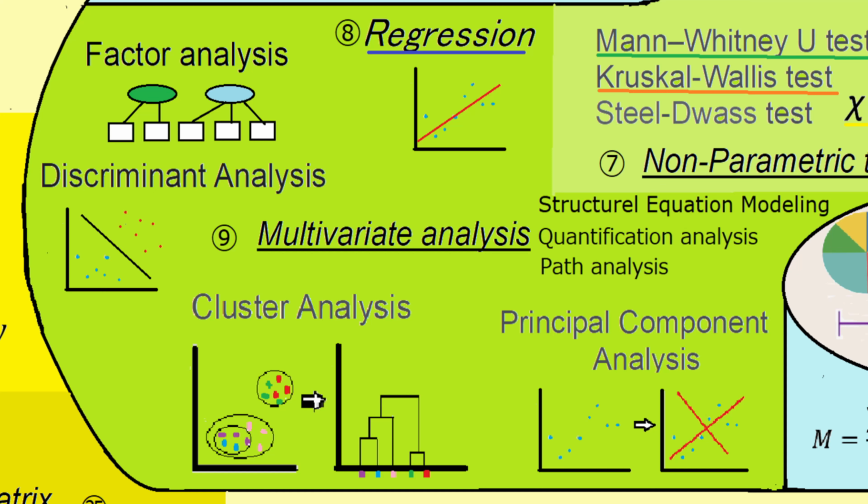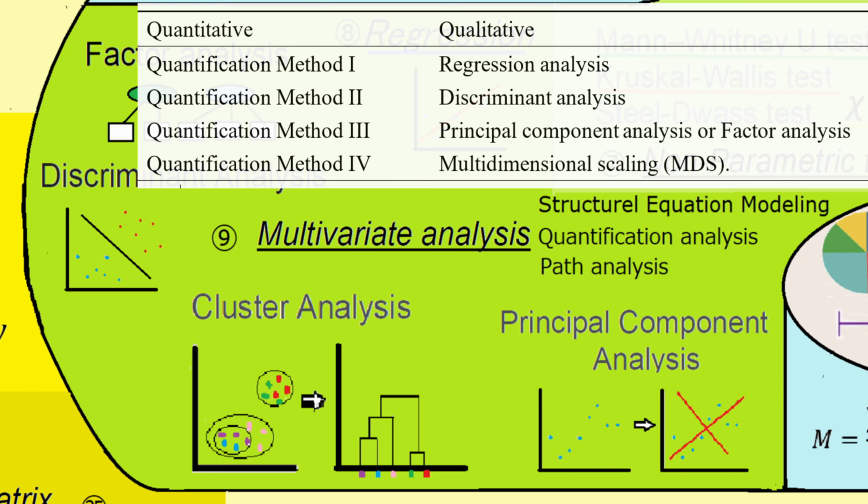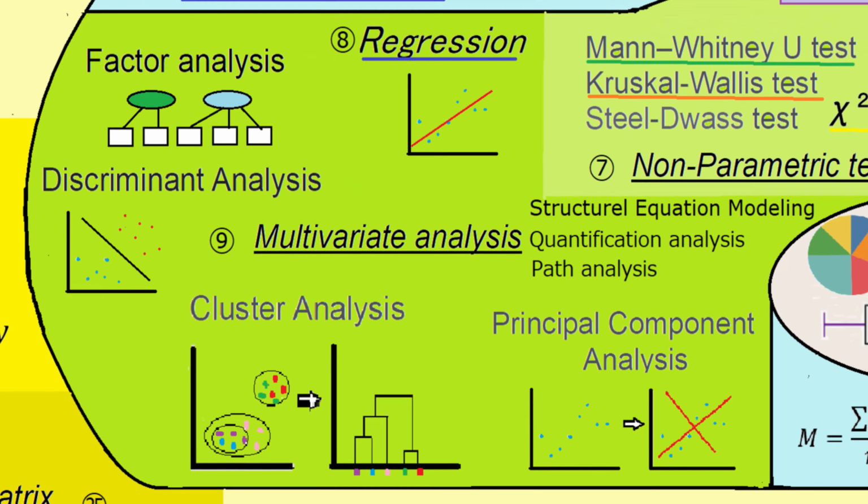Other techniques involve quantification, which allows the statistical analysis methods discussed so far to be applied to both quantitative and qualitative data. Additionally, path analysis and structural equation modeling, SEM, are used for more complex models.